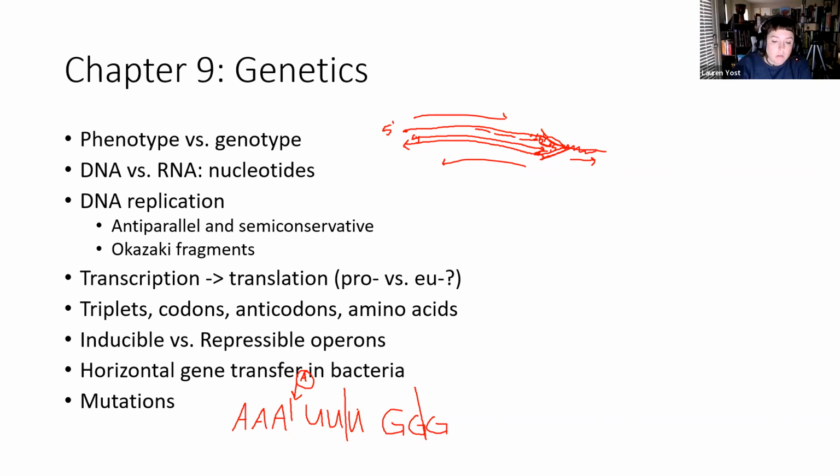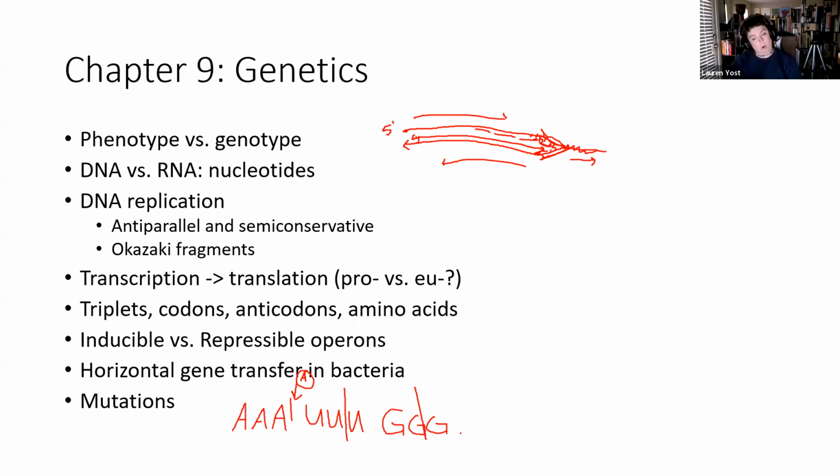UGG would code for something completely different than GGG. So now suddenly, instead of the AAA UUU GGG resulting protein, we have something else with completely different amino acids from that point on, and it would probably be completely useless to us as far as that protein was concerned. We're not trying to make whatever this mess is. We're trying to make AAA, UUU, GGG. So that's the idea with a frame shift mutation.